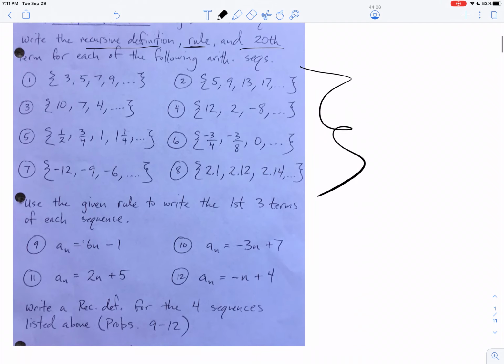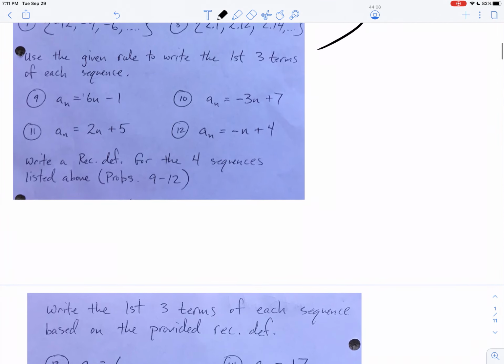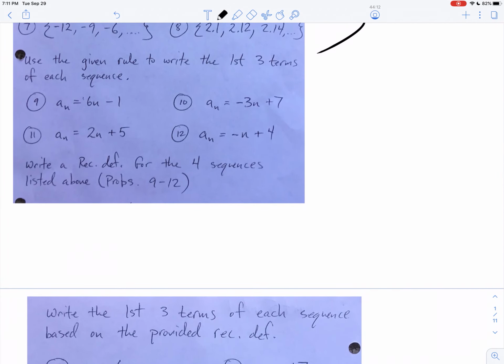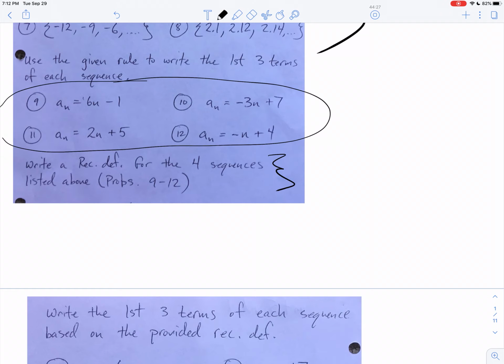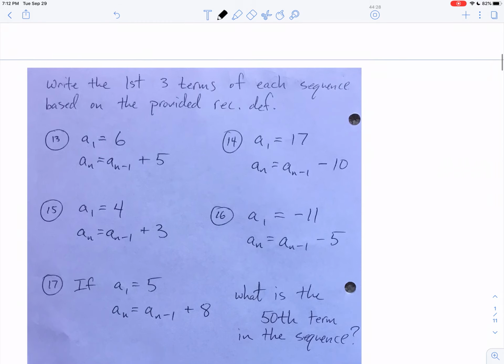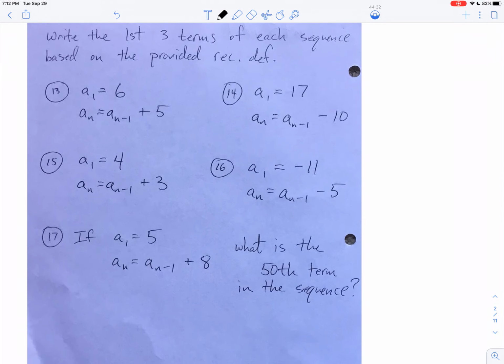Then, down below it says, use the given rule. So I gave you a rule to write the first 3 numbers of the sequence. Then, hey, while you're at it, write the recursive definition for these 4 guys also. Then it says, write the first 3 terms of each sequence based on the provided recursive definition. Now, this part down here is only for number 17. I don't want anyone to get confused.